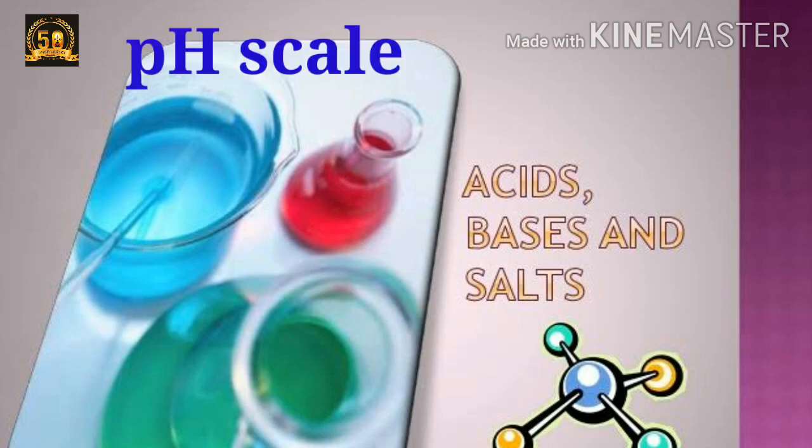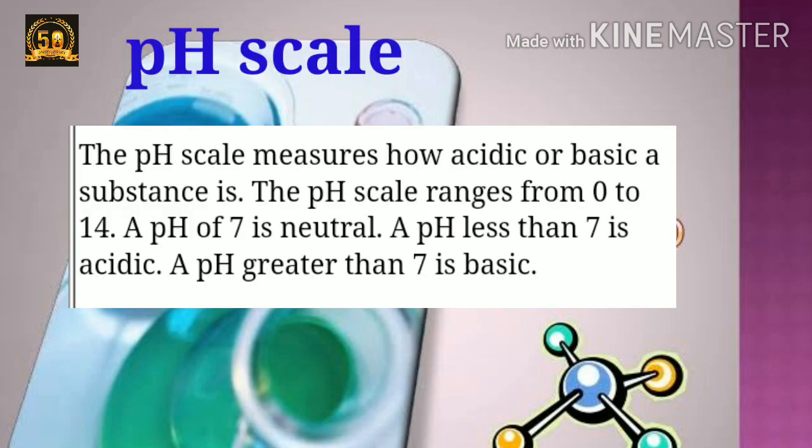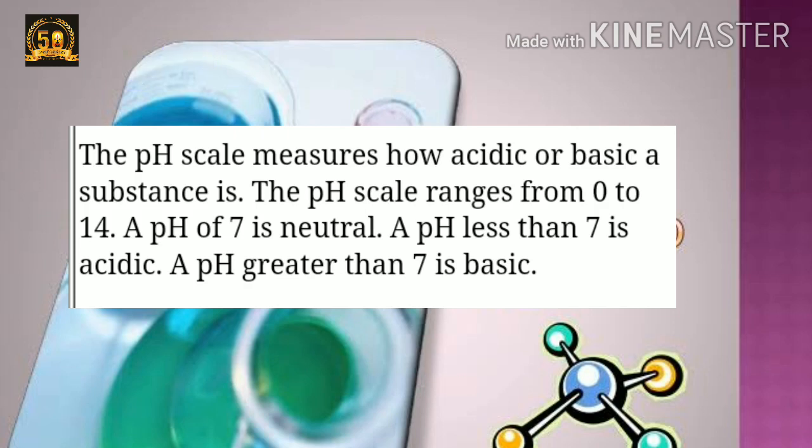Now we are discussing the pH scale. What is the pH scale? The pH scale is a medium to identify which is more acidic and which is more basic. This scale ranges from 0 to 14. For acidic mediums the range is 0 to 7, and for basic mediums it is 7 to 14.